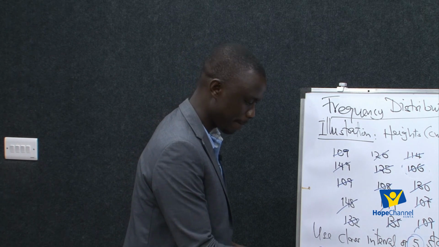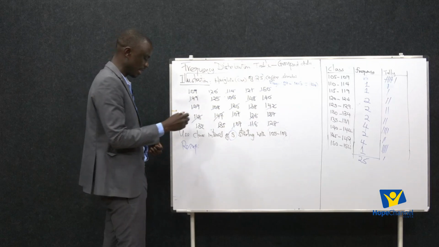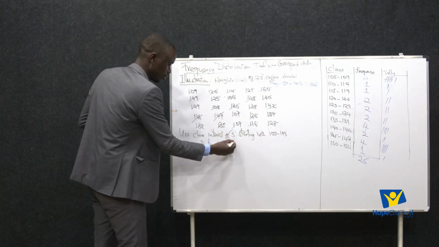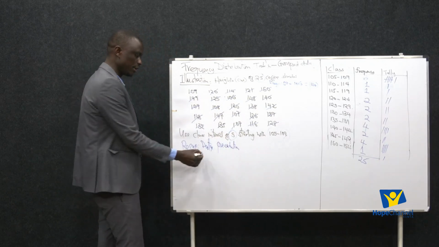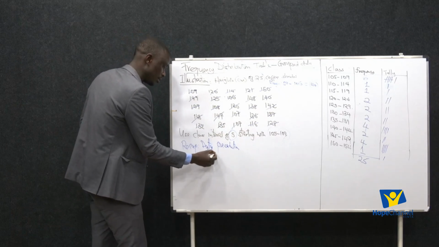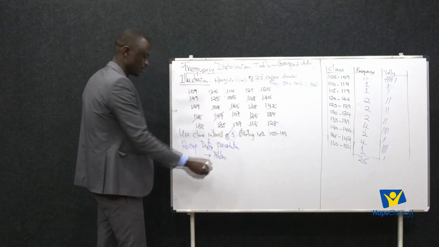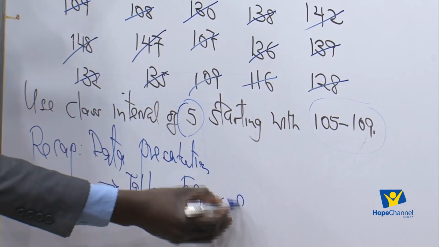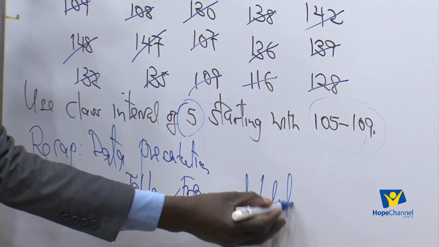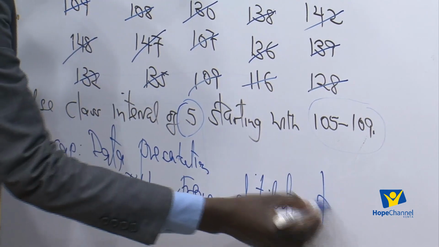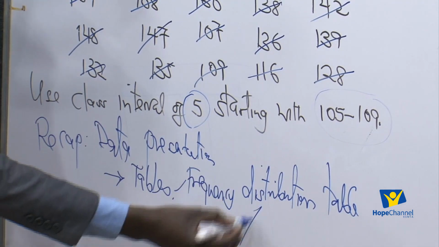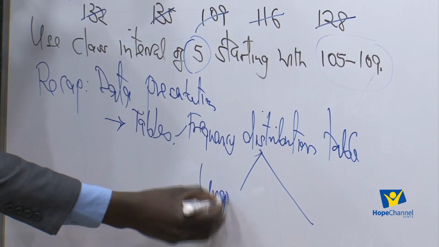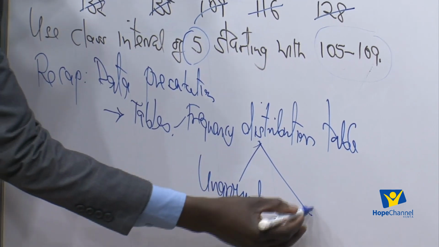Just a recap on data and presentation. We had said that when we are doing data presentation, the first and the most important one that we begin with is representing it in tables. And the table we are using is a frequency distribution table. And we can use this table to represent both ungrouped as well as grouped data.